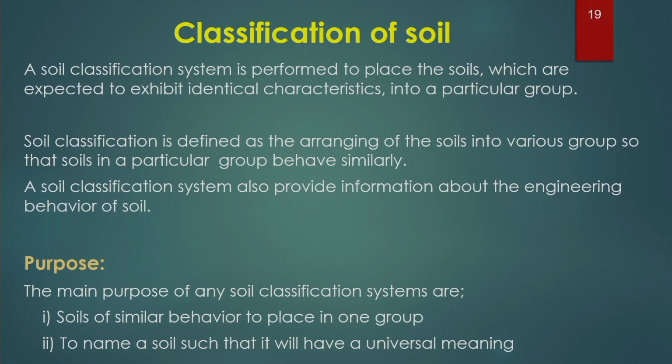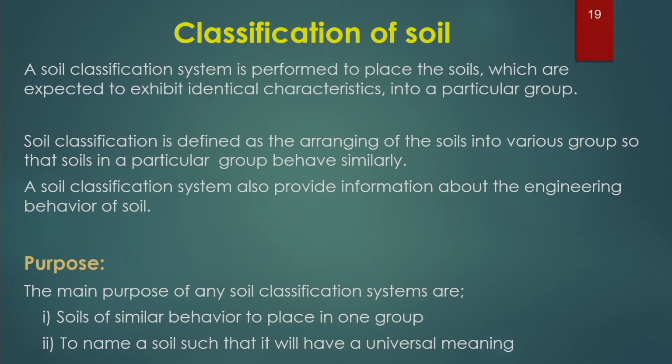Generally, the classification of the soil is performed to place the soil which is expected to exhibit similar characteristics. For example, if in a group of soil, the soils will have identical compressibility and shear strength. Similarly, soil classification is defined as the arranging of the soil into various groups, so that soil in a particular group behaves similarly. And also by classifying the soil, it gives us some engineering behavior of the soil.